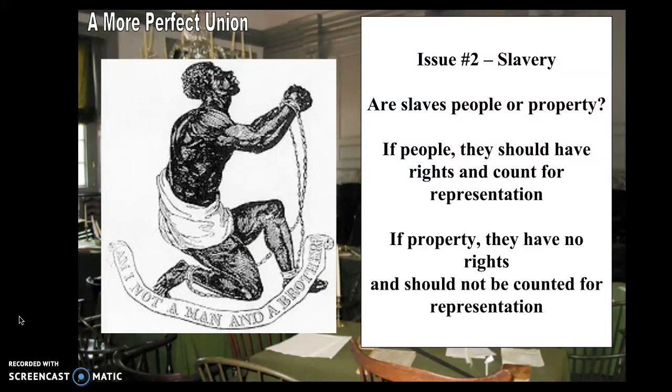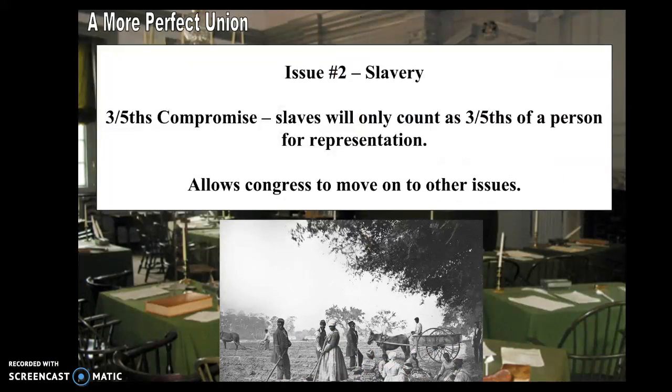Are slaves people? Are they property? If they're people, they should have rights. They should count for representation. If they're property, they should not have rights, and they should not be counted for representation. I'm sure you can imagine the North did not want the slaves to count, while the South did want the slaves to count. This way they had more representation in Congress.